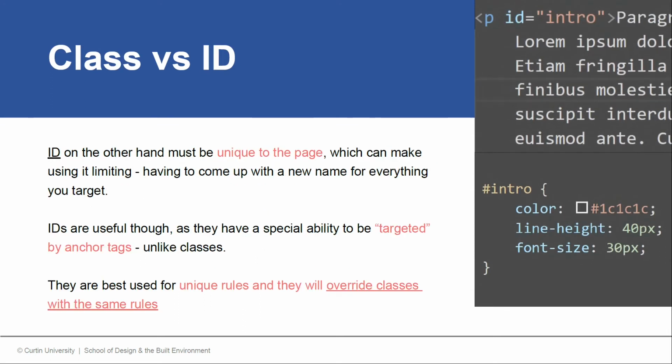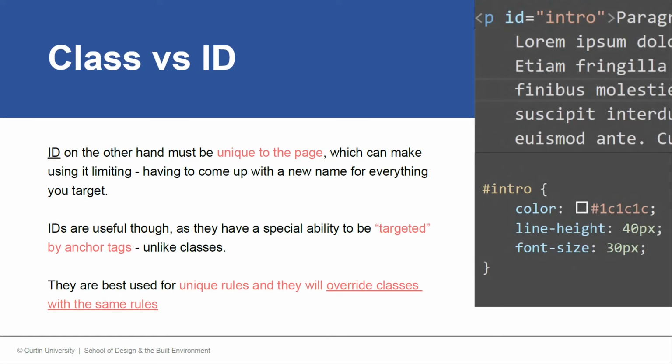The other way is to use an ID. Now, IDs need to be unique per page, and this will become more clear in the code activity after this. So when using an ID, make sure there's a good reason for using it. Just like a class, it's also a way to name an element, give it a special name, but we do have to come up with a new ID name every time we use an ID in the page.